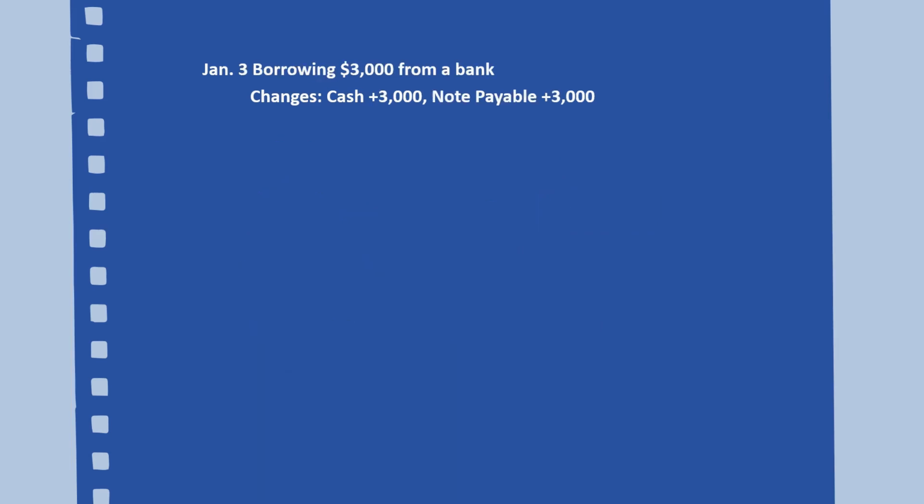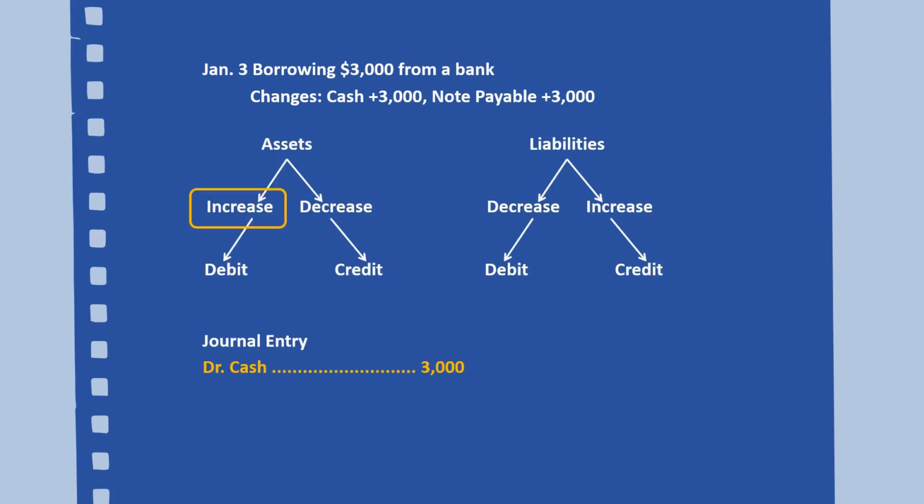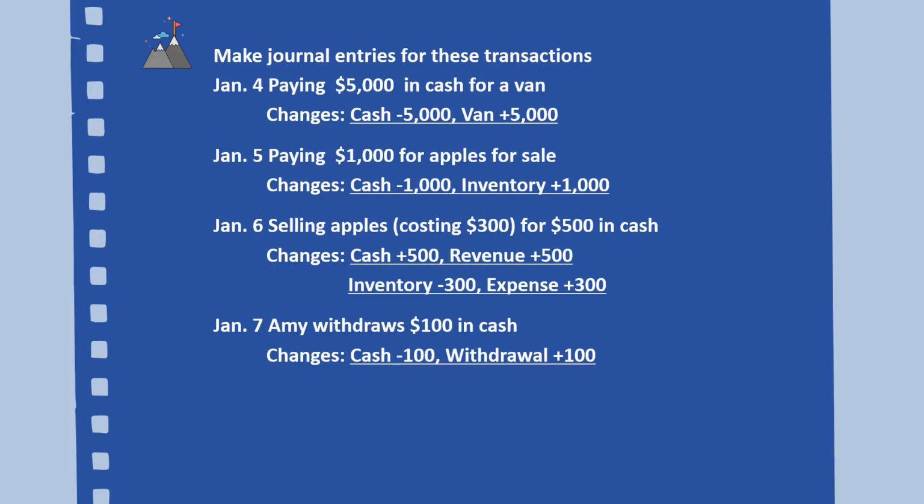Moving on to January 3rd, Red Apple borrows $3,000 from a bank, boosting both cash and the note payable account. Similarly, we debit cash as it's an asset, and we credit note payable since it's a liability account. And now, here's your challenge. Pause the video and try recording the remaining transactions with double entry accounting.